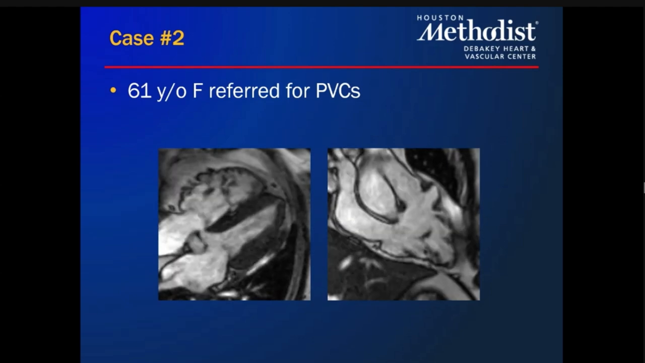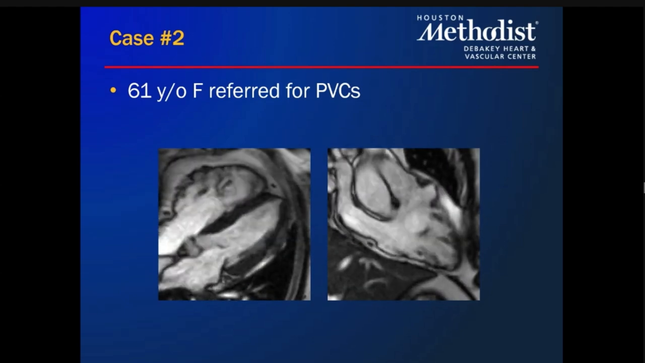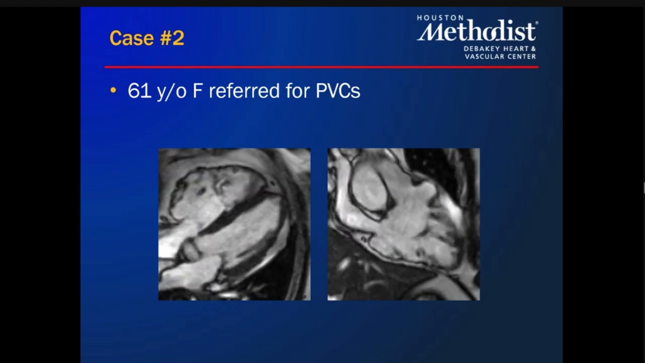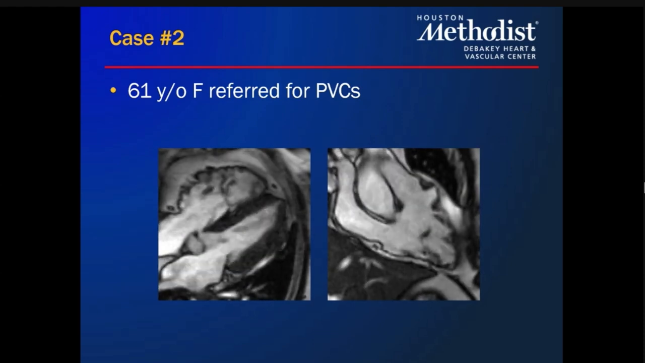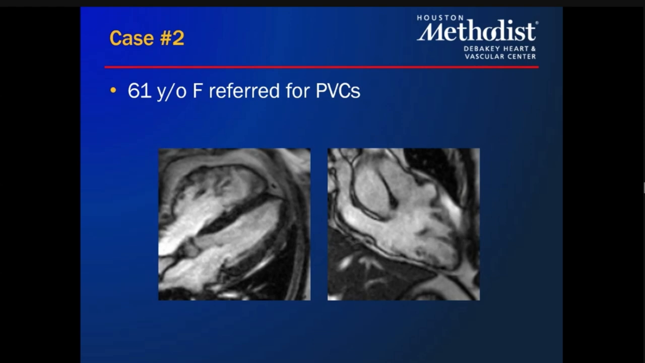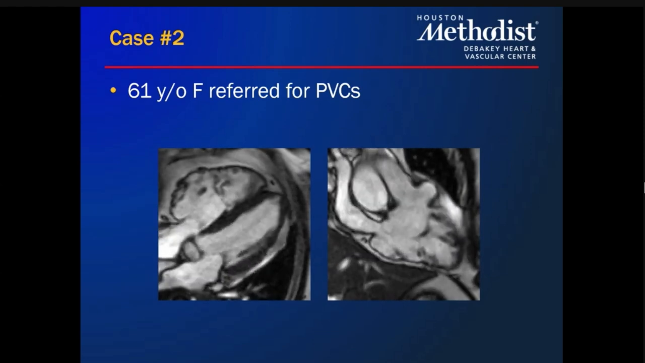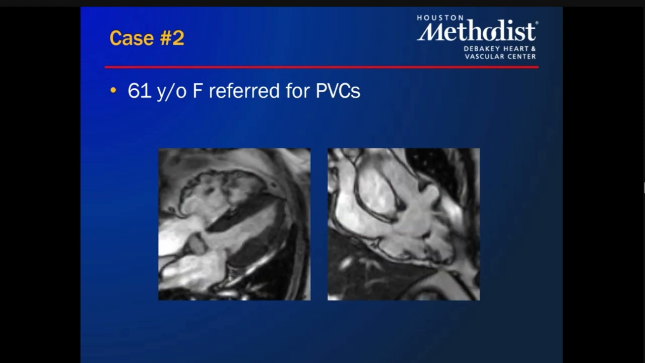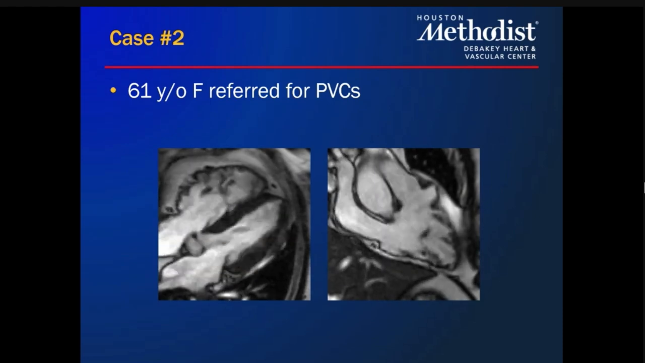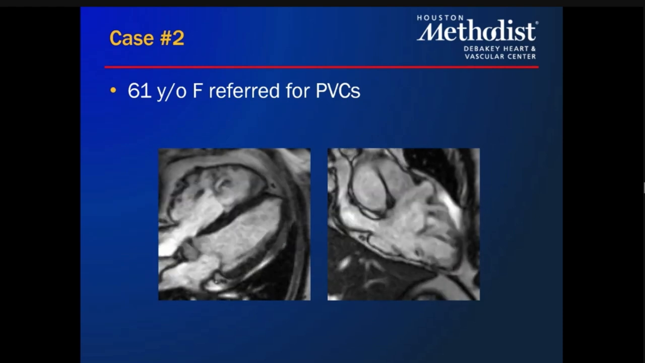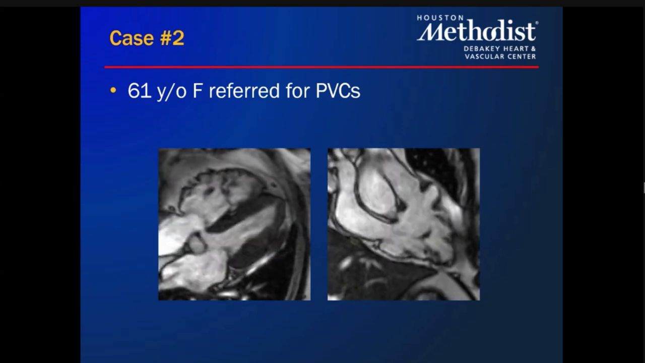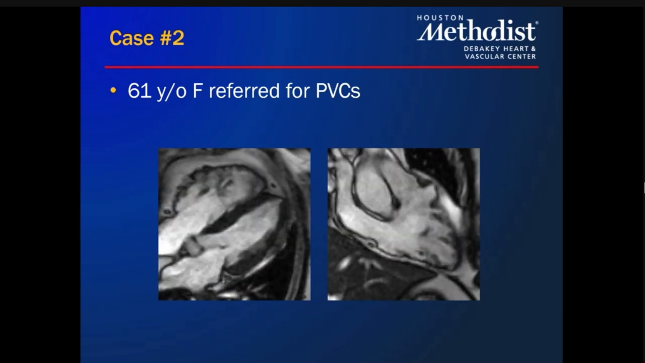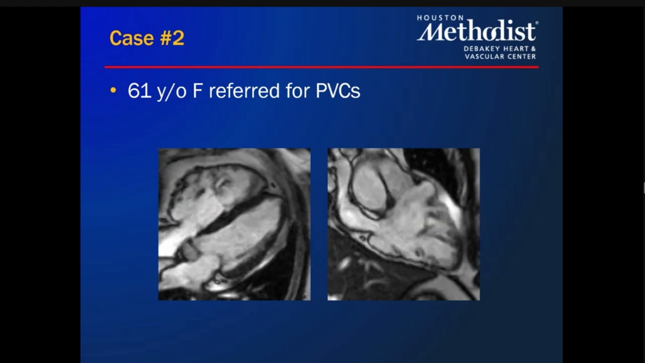For the CMR fellows, Amr, are you on? Yes. So what do you see? So here the RV looks dilated, yes, the LV, and also we could appreciate a wall motion abnormality at the base compared to the apex. So when seeing that, it comes to mind ARVC.